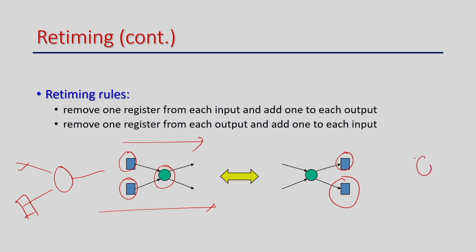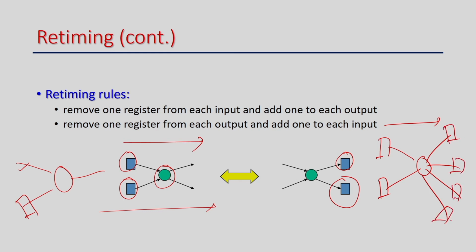Similarly, if you have, say, 2 registers at the input and you want to move them into the output, you have to put them in all outputs, not only one of the outputs. Then only the functionality remains the same, right. So this is what retiming is, I can move this to the outside.